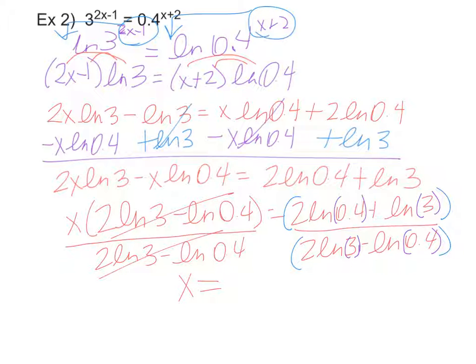All right? Then a set of parentheses, 2 natural log of 3, close it, minus the natural log of 0.4, double parenthesis at the end. And then whenever you click enter, you come up with approximately negative, it's a negative number, negative 0.236. And that's your approximate answer.